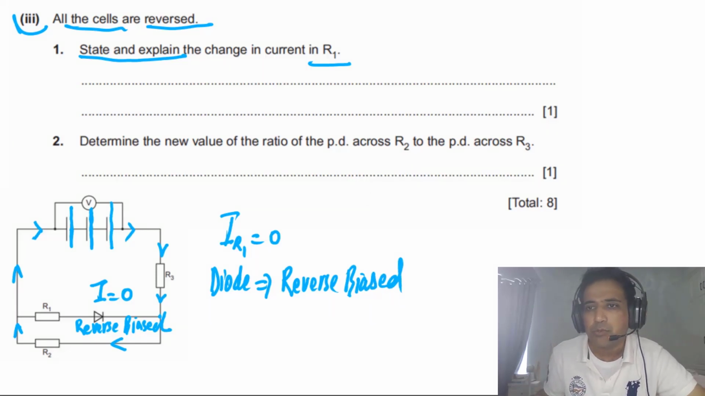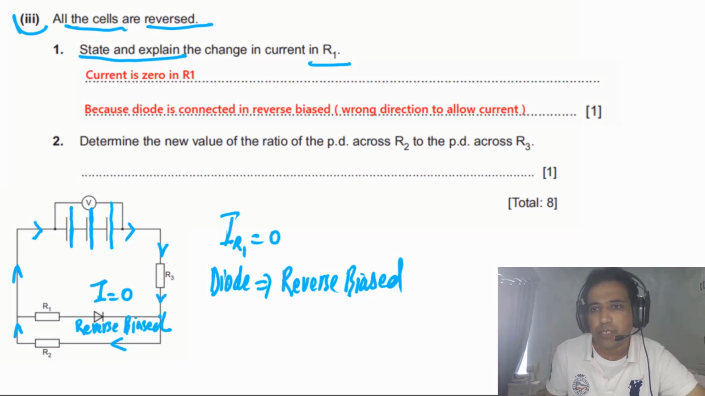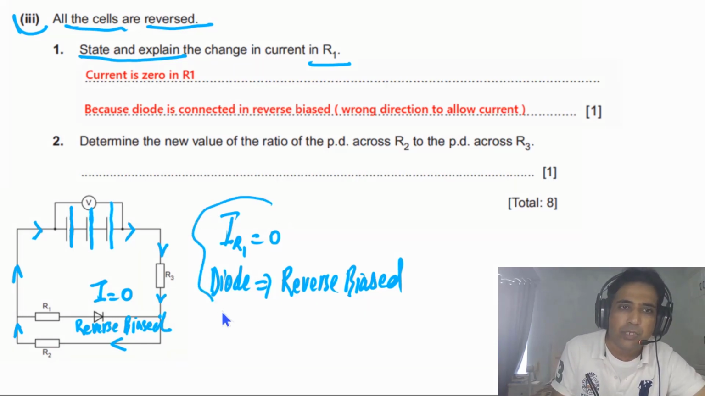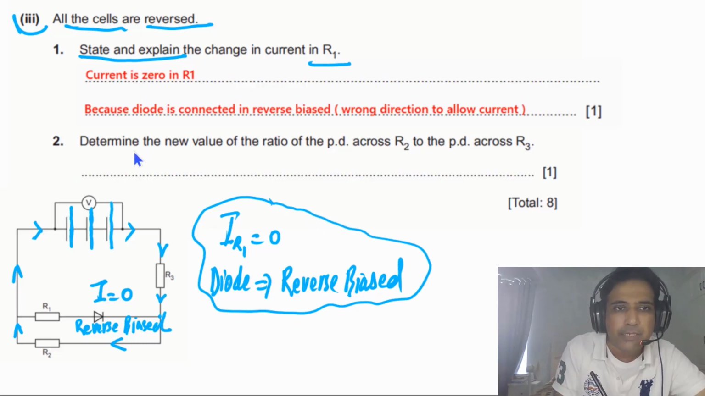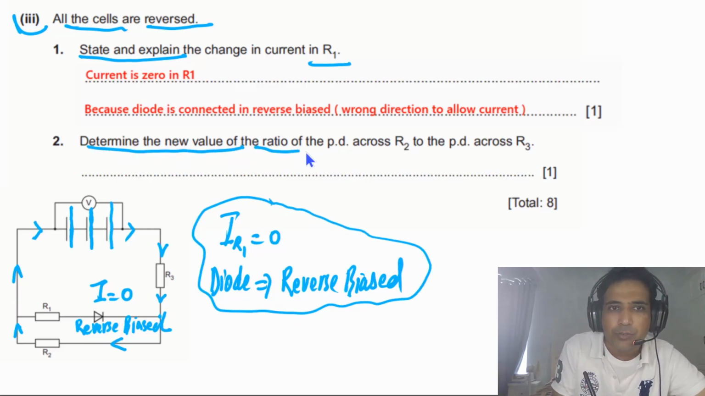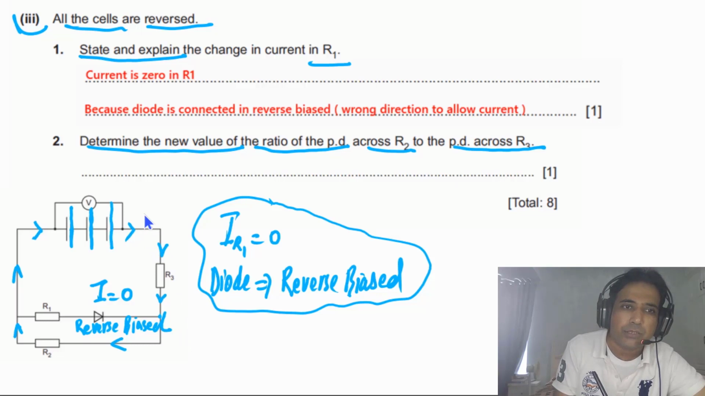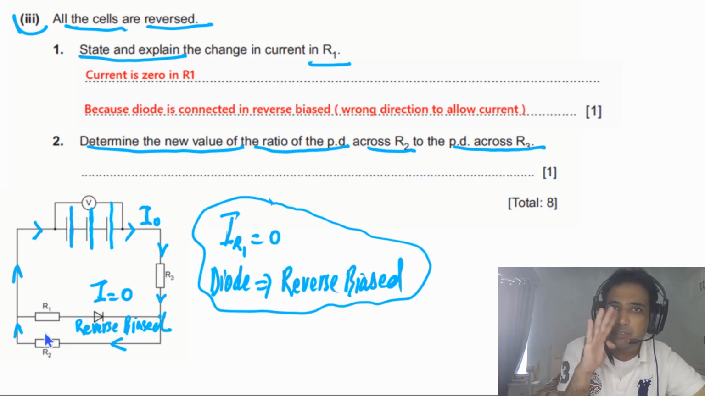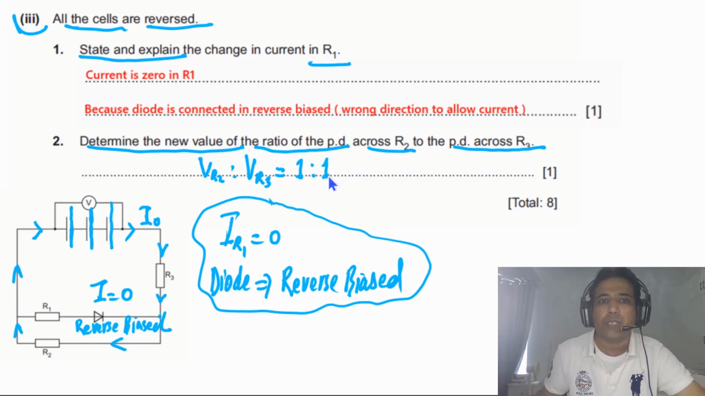Now let me show you the answer, or you can write down your answer. So this is how you can write down your answer. If you write down these 2 points like this, you will also get 2 marks. For the second part, we need to determine the new value of the ratio of the PD across R2 to the PD across R3. So in this case, let's say this current is I naught. The same current flows through this resistor and also through this resistor. They also have the same resistance. So it simply means that the ratio between VR2 and VR3 has to be the same, meaning 1:1. So that's all you need to write.